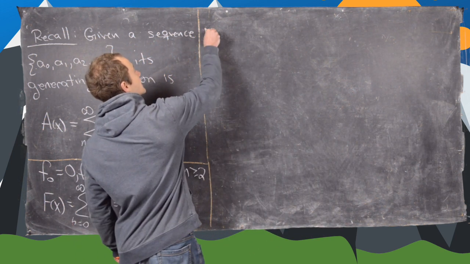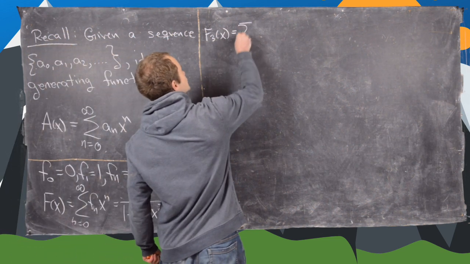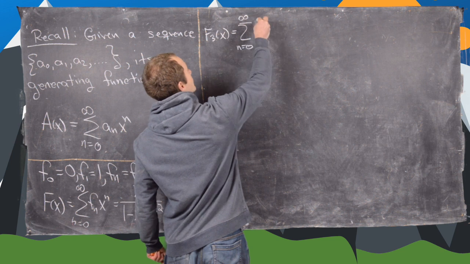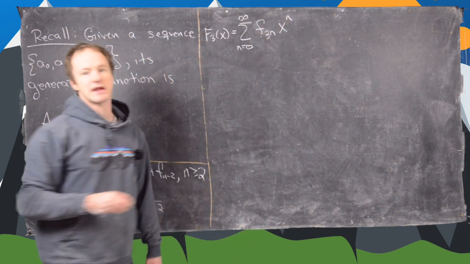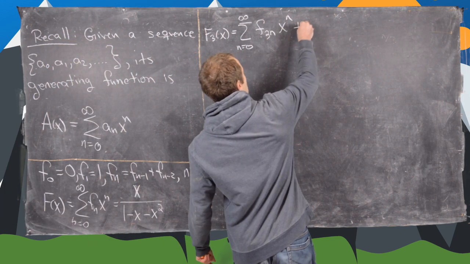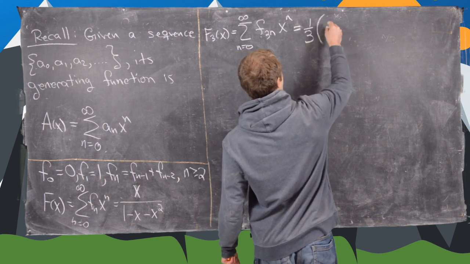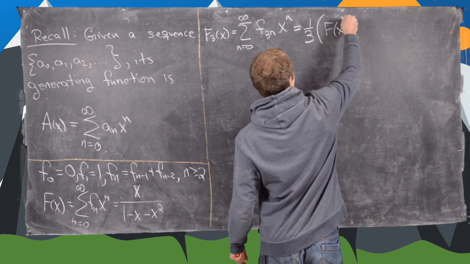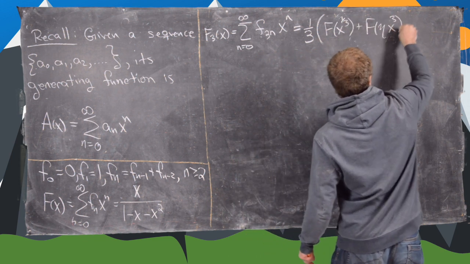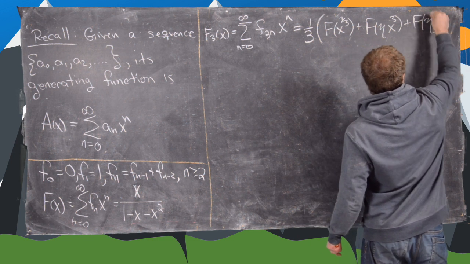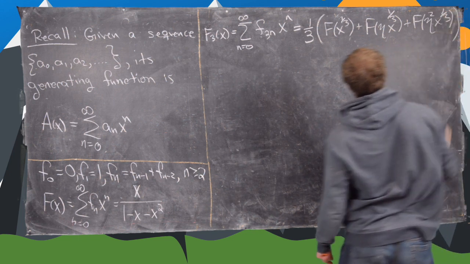So now we want to look at F sub 3 of x. In other words, that's going to be the generating function for every third Fibonacci number. So we have f sub 3n x to the n. And then by our calculation that we did in general on the last board, that should be 1/3 F of x to the third plus F of eta x to the third plus F of eta squared x to the third.